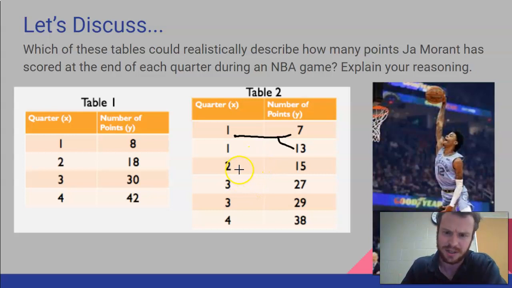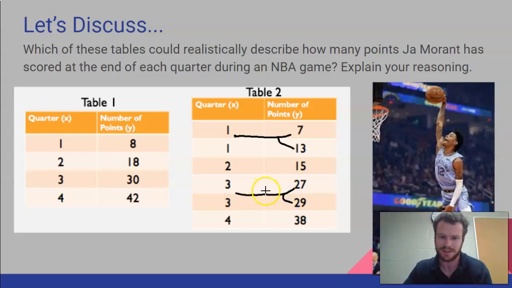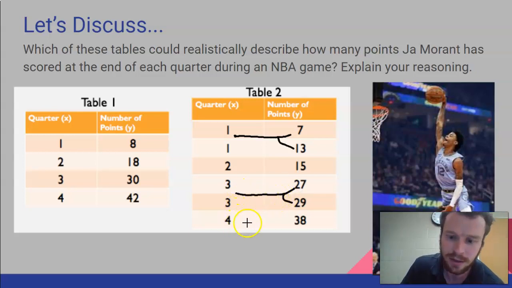Let's just keep looking at it for a second. At the end of the second quarter, he has 15 points. After the end of the third quarter, we see the same issue we had with the first quarter. It says he has 27 and 29 points. So at the end of the third quarter, 27 points and 29? That doesn't make sense. How can that work? It can't. And then at the end of the fourth quarter, he has 38.